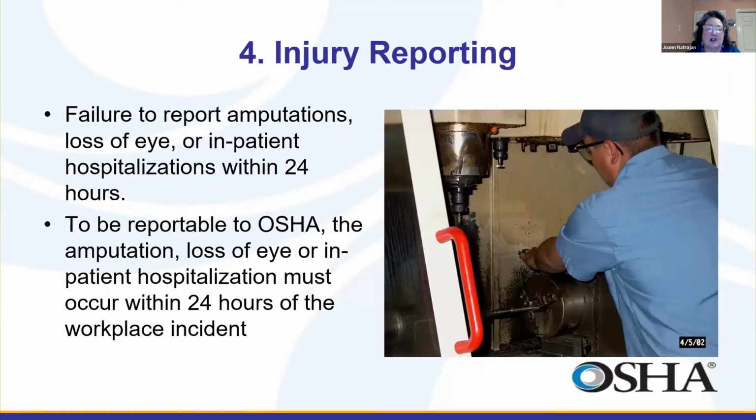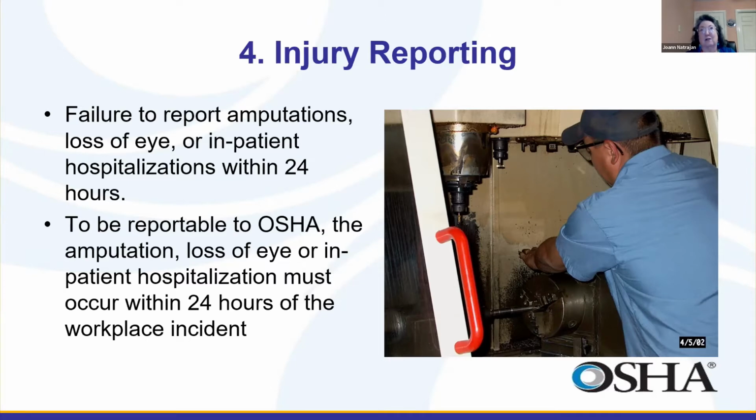Okay, so number 4 is injury reporting. On January 1st of 2015, OSHA changed our reg, and now employers are required to report amputations, loss of eye, or inpatient hospitalization of one or more workers within 24 hours of the workplace incident. But to be reportable, the amputation, loss of eye, or inpatient hospitalization has to occur within 24 hours.